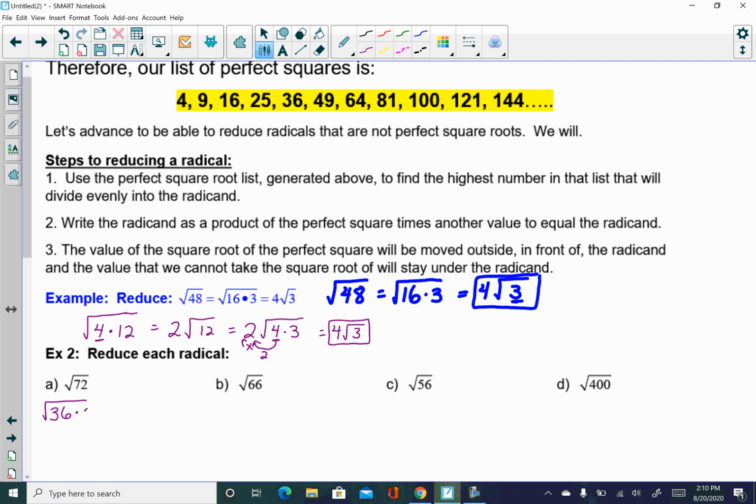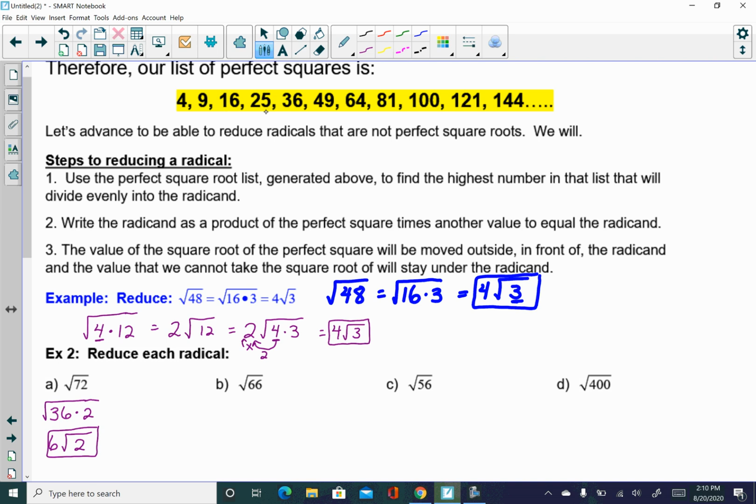36 times 2. So at that first stage, all that you're doing is picking the highest number in your list that will multiply to give you that number, and then that number times what gives you this. So 72 is the same as 36 times 2. Now from here, let's reduce. The square root of 36 is 6, so it comes outside, and the 2 stays inside. Final answer.